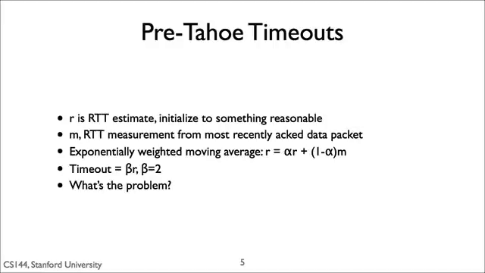Before TCP2+, TCP kept track of a single variable R, its RTT estimate. Each time it received a new acknowledgement, it would calculate an RTT estimate, M, from the time between when the segment was sent and the acknowledgement was received. R was an exponentially weighted moving average of those measurements. If there was no acknowledgement for a segment after 2R, TCP assumed it was lost and triggered a retransmission.